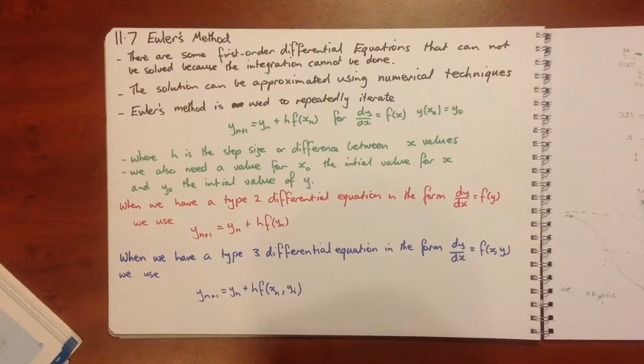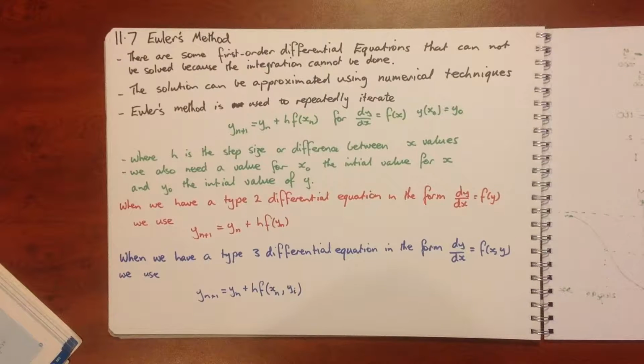There are some first order differential equations that cannot be solved because the integration cannot be done. The solution can be approximated using numerical techniques. Euler's method is used to repeatedly iterate our equation: y of n plus 1 equals y of n plus h times f of x of n, where dy/dx equals f of x, and y of x naught equals y naught.